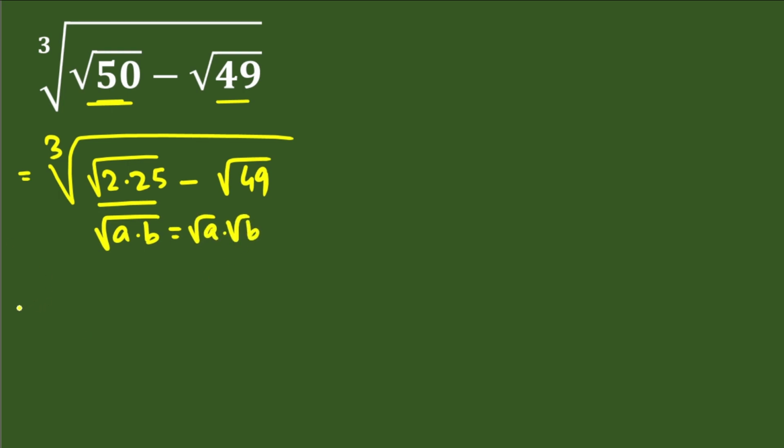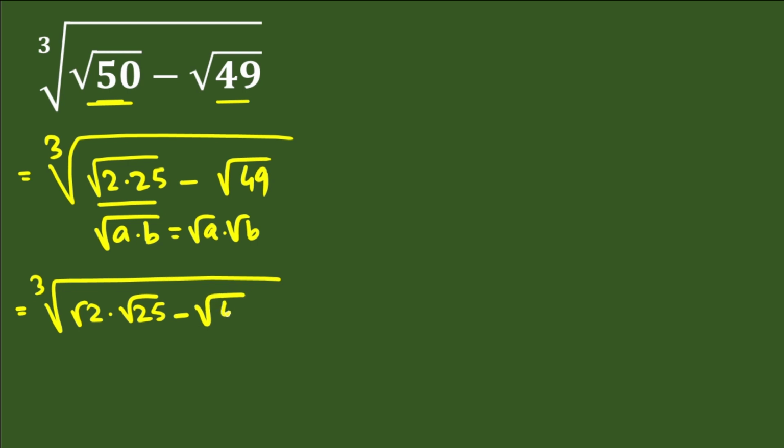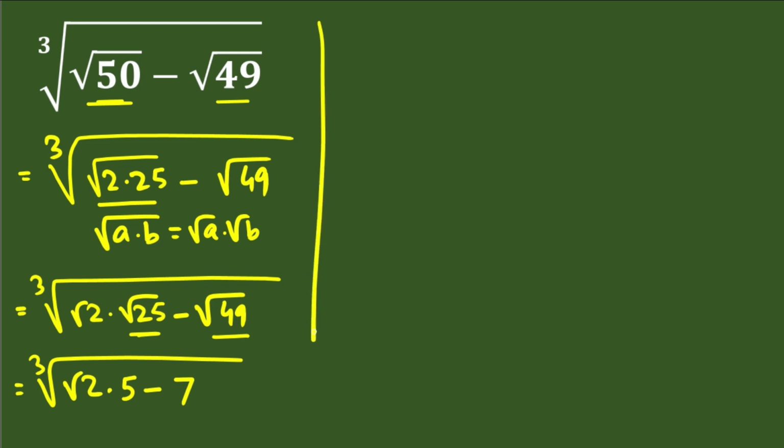So in the next step we write the cube root of square root 2 multiplied by square root 25, and here we have negative square root 49. And in the next, the whole is cube root of 3, and here it is square root 2, and square root 25 we can write as 5, so it is multiplied by 5, and negative square root 49 we can write as 7.